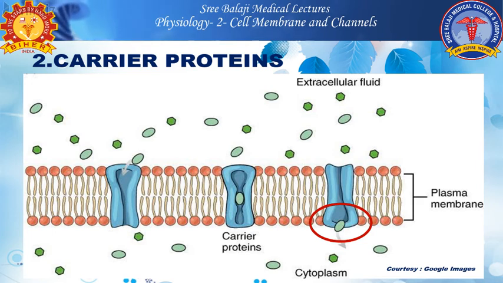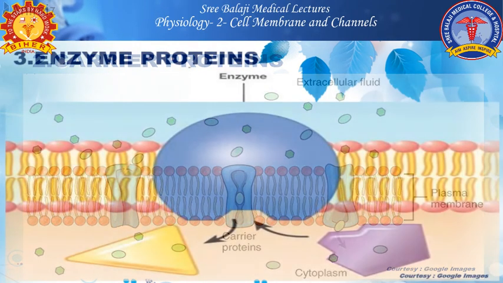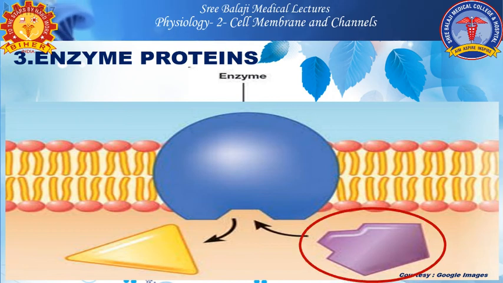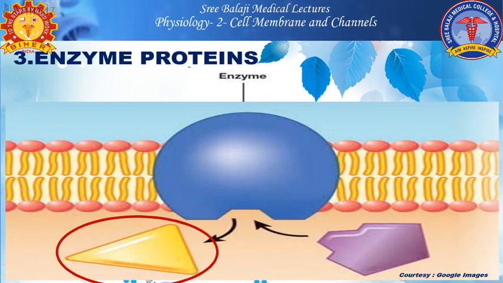Carrier proteins also come under the category of transmembrane protein or integral protein. The third type is enzyme proteins. It is also one of the types of integral proteins. As you all know, what is the function of an enzyme? An enzyme is always going to catalyze any reaction. Now what does this enzyme protein do? It will convert one form of a substance into another form. So it is always helping in the conversion from one form to another form.